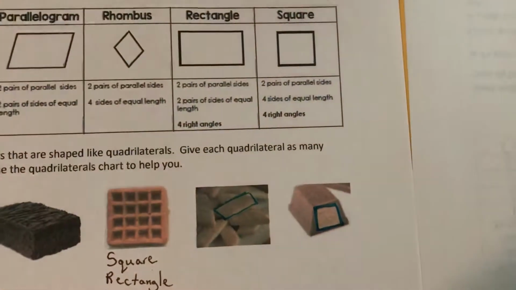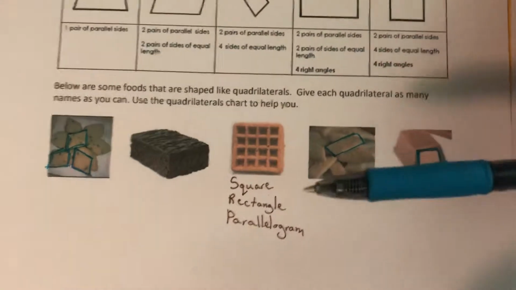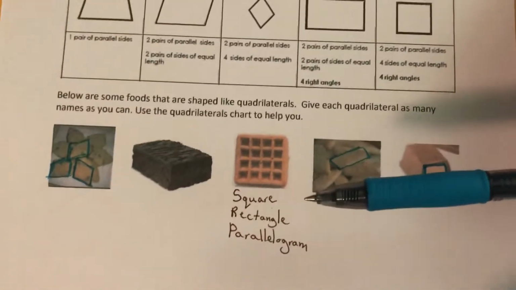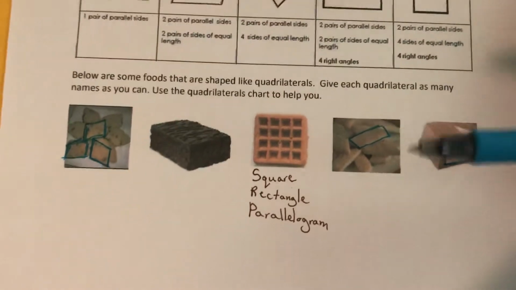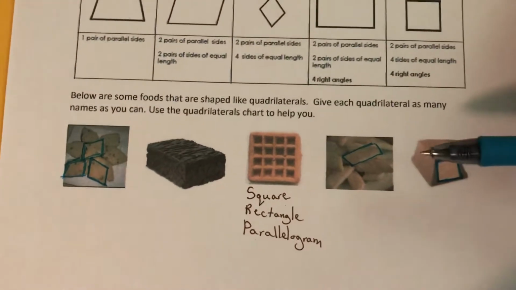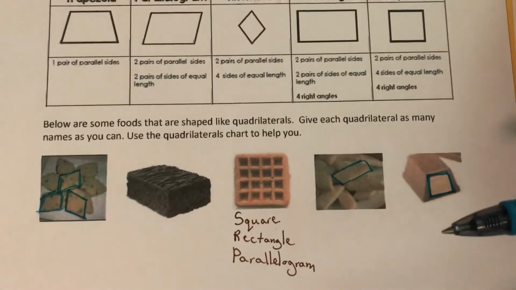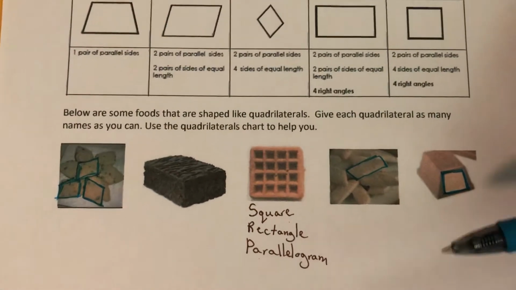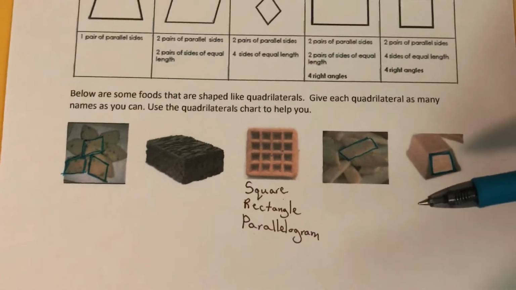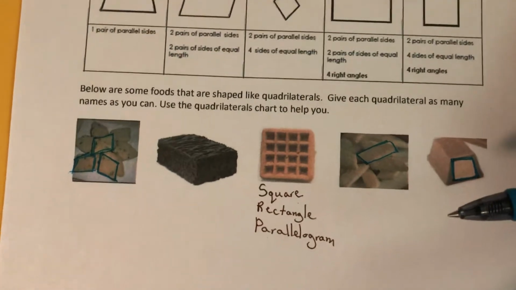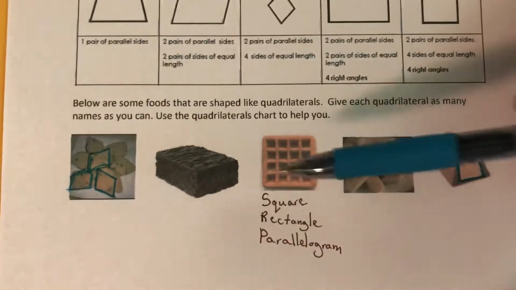So what you're going to do, you're looking at these shapes, and underneath each shape, because these are all quadrilaterals, it wants you to give each quadrilateral as many names as you can. So you know that all of these things are quadrilaterals, but what else are they? Are they also trapezoids, parallelograms, a rhombus, a rectangle, a square, or a combination? So I did an example that had more than one name for you here, the waffle.